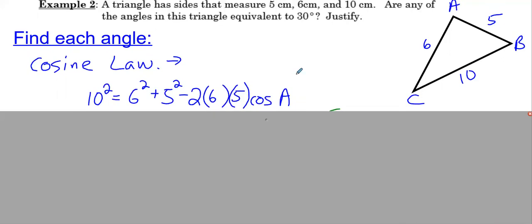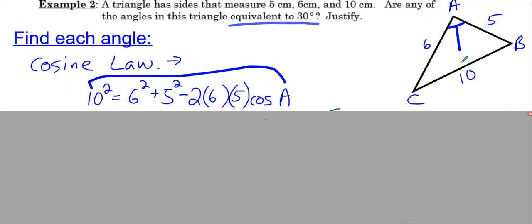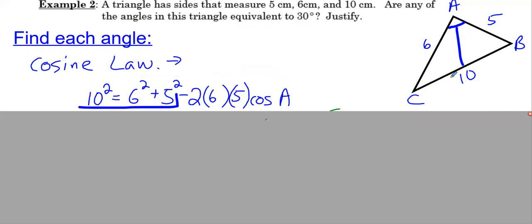Textbooks and online questions will obviously have a variety of things. So if I'm trying to find angle A, so I want to see if angle A is 30 degrees, I would need to use the side length opposite angle A. So opposite angle A is side length 10. So I'm going to set up that Pythagorean first part of the formula by using the side length. So 10 squared equals 6 squared plus 5 squared minus 2 times 6 times 5 cosine of A.